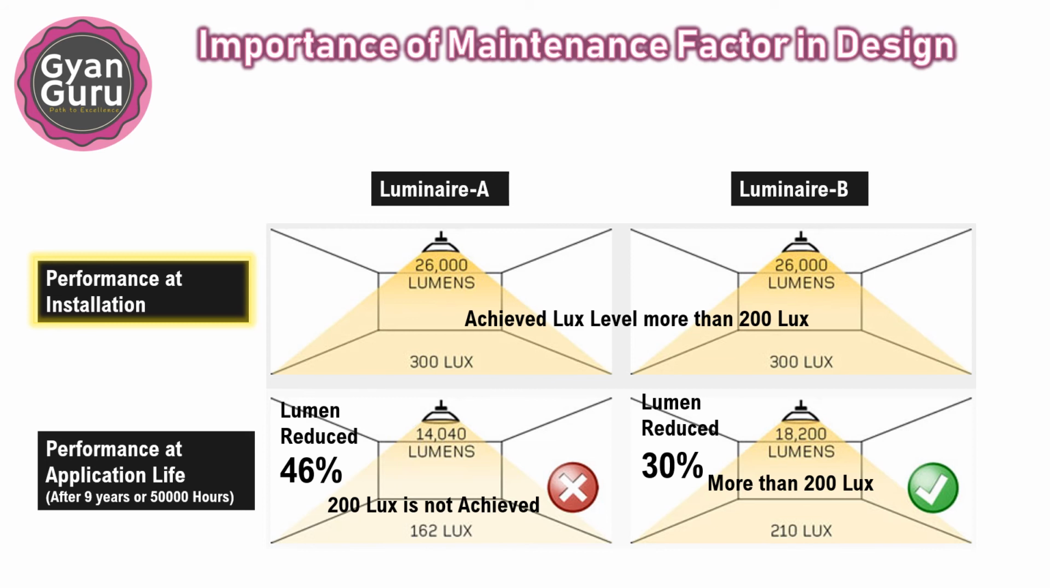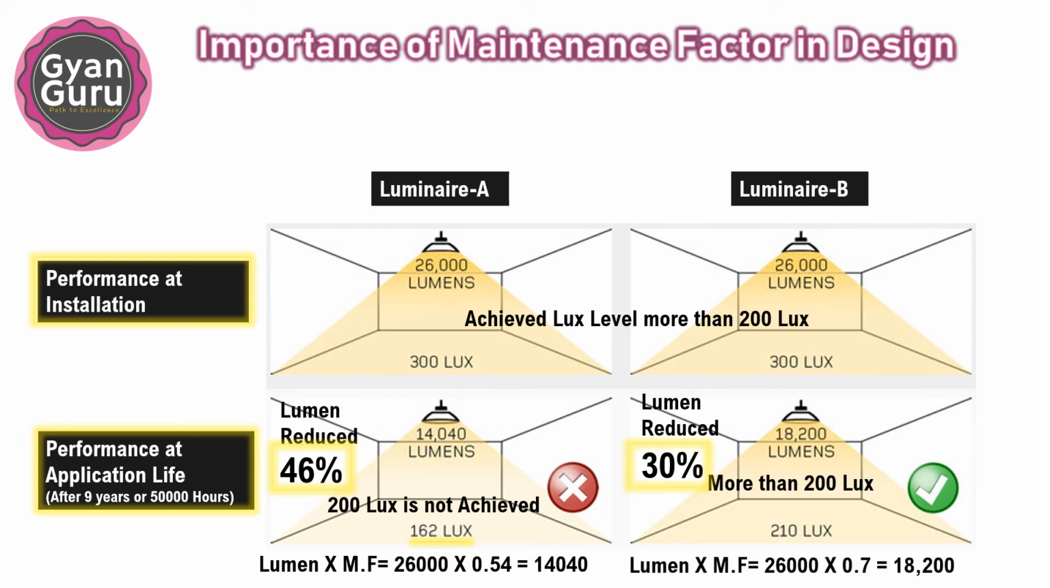Performance of both luminaires depreciates over time, so at application life, that is, after 9 years or 50,000 hours, the lumen output of Luminaire A is reduced to 14,040, which is 46%, due to which the lux level of the room reduces to 162 lux. On the other hand, due to a good maintenance factor, there is only a 30% reduction in the lumen output of Luminaire B, due to which the lux level reduces to 210, but still within the limit of the desired lux level of the room. So a good maintenance factor indicates less depreciation of light over a period of time.